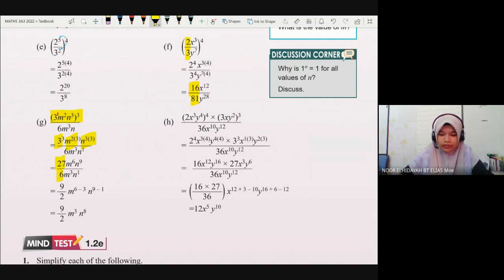Okay, alright. For the question H, the example H, itu panjang sikit. So, awak kena ada melibatkan multiplication and divisions here. Okay, ada multiplications and then over tu, divisions. So, solve by using Bodmas rule. Okay, the rules of Bodmas.